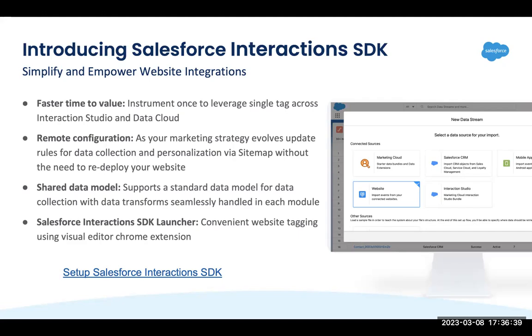The other one is remote configuration. As your marketing strategy evolves, you can update the rules for data collection and personalization. You know the concept of a sitemap. The same concept works in mobile and web events as well.